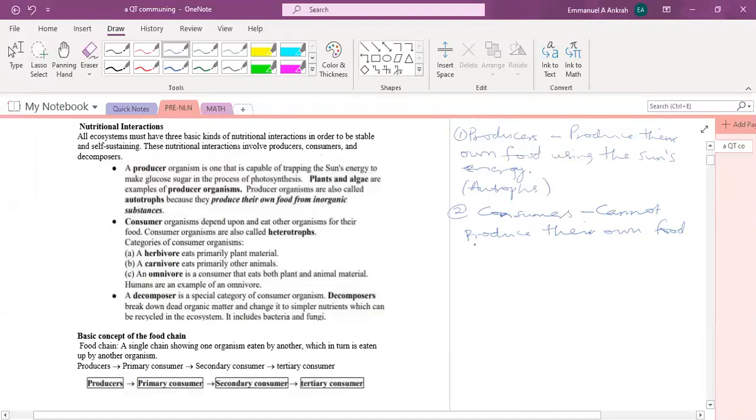So another name that we give to the consumers is the word heterotrophs.